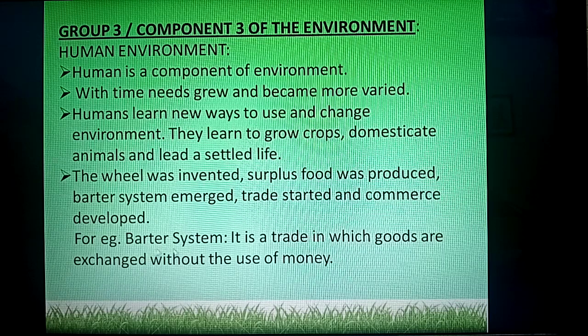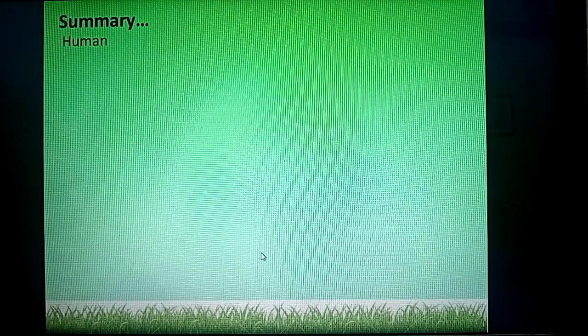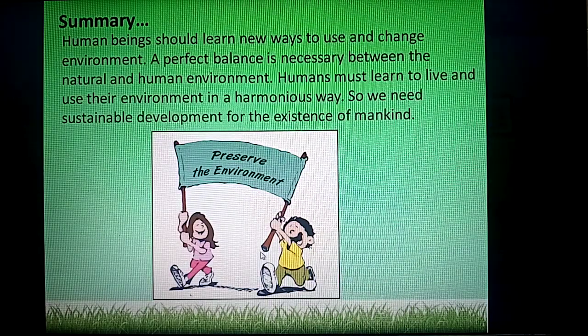Now over here I would like to explain barter system. What is barter system? It is a trade in which goods are exchanged without the use of money. Yes. Now next is the most important thing, which is summary of the chapter.